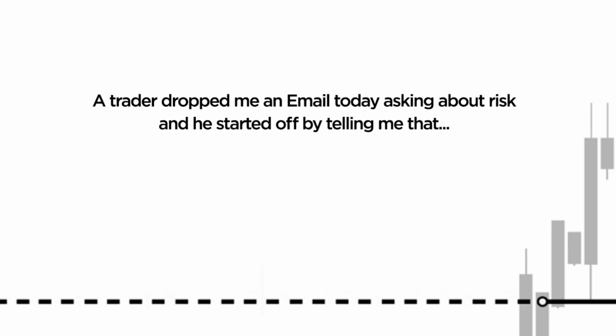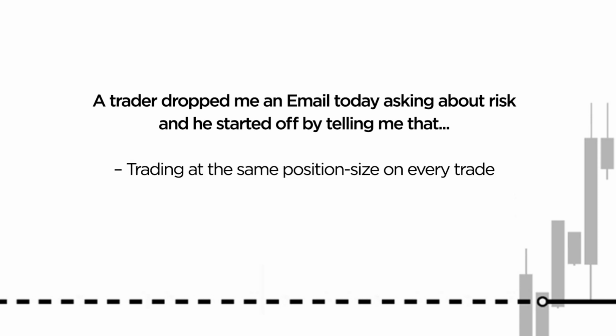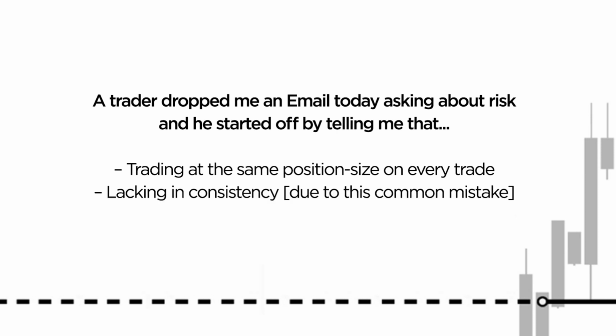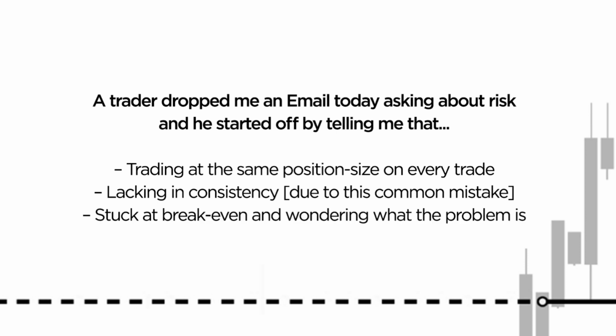So a trader dropped me an email today asking about risk, and he started off by telling me that at the moment he's simply trading at £5 per point on every trade no matter what, and he's lacking in consistency. His account is really up and down and he's stuck at break even, etc. And he's really wondering what the problem is.